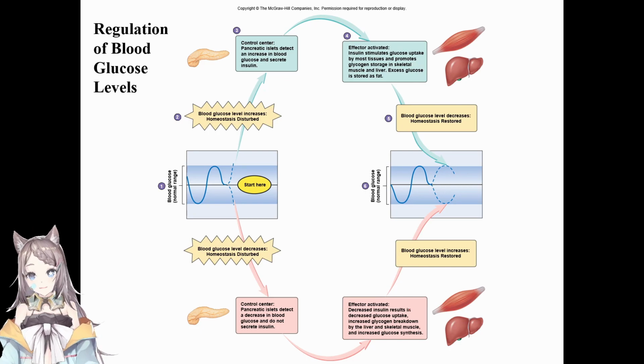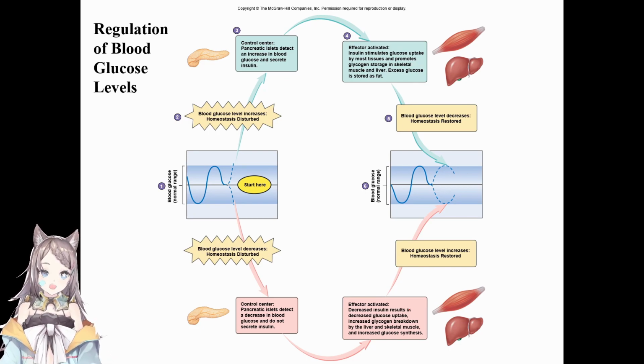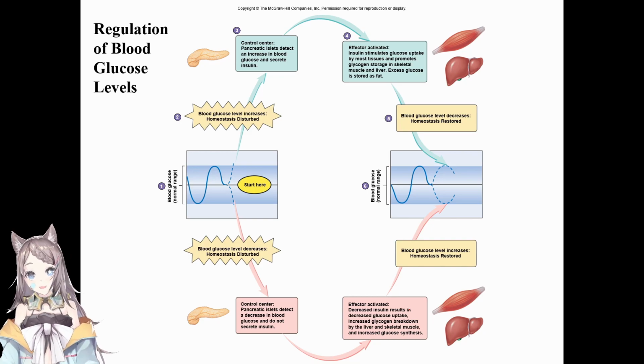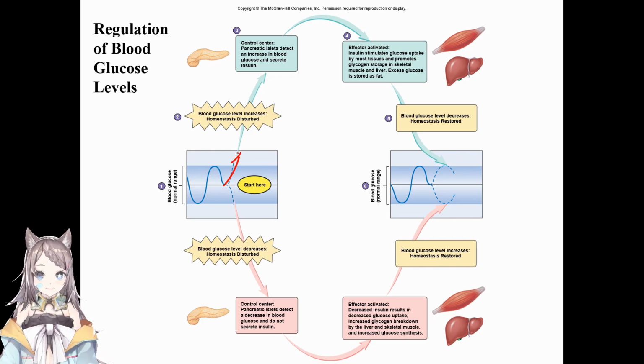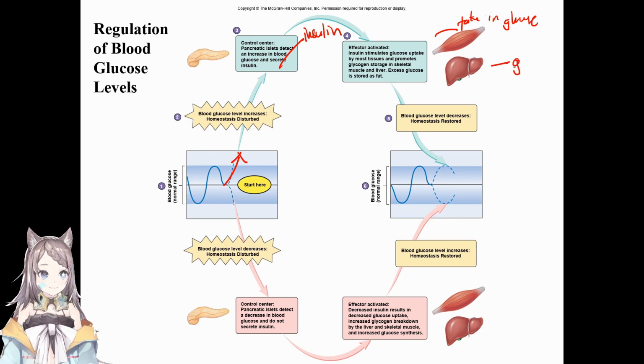Again, we have this chart right here. If you have abnormal glucose levels, it will go in opposite directions depending on which way is appropriate. If the blood glucose level is too high, you will now produce insulin. When insulin is produced, your muscles will take in glucose. In the liver, you will produce glycogen. It will store glucose as glycogen, decreasing the sugar in the blood, eventually going down.